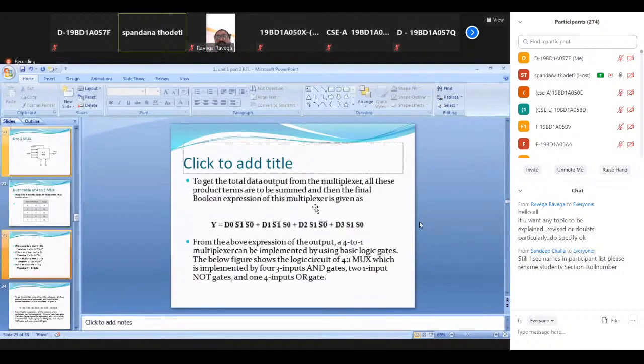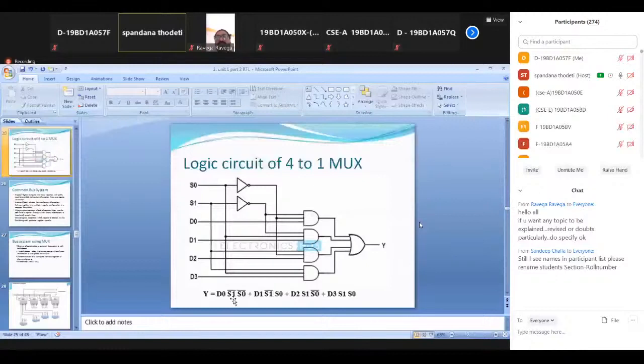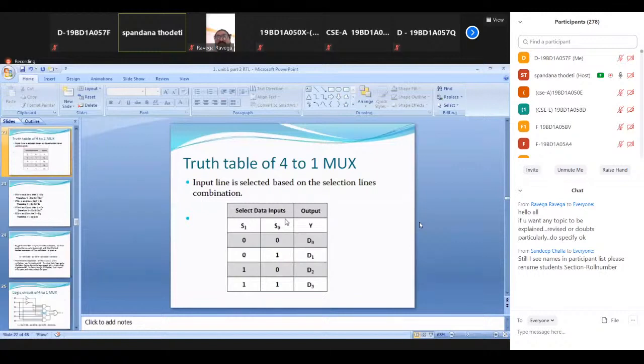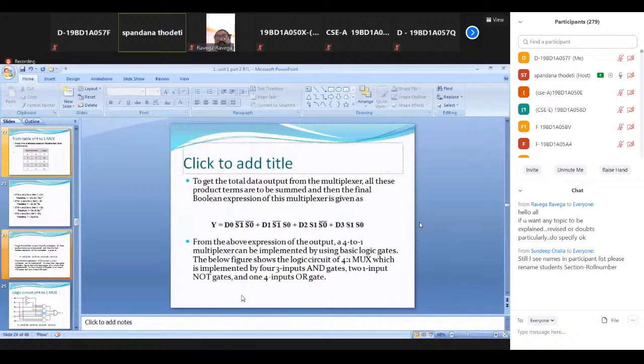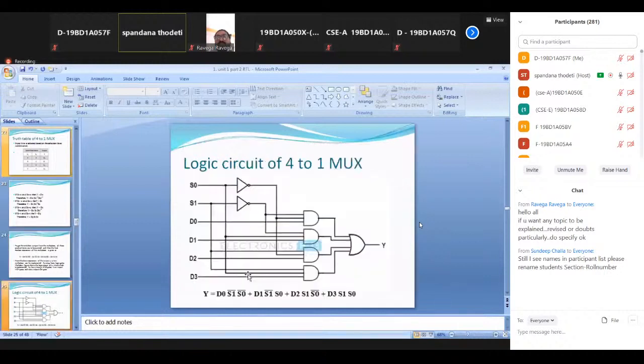So this is the logic circuit. As the size is 4x1, there are AND gates for S1 S0 of 0 0. That means D0 is selected when S1 bar and S0 bar are chosen. So D0 is selected if the values of S1 and S0 are 0 0. When the values of S1 and S0 are 0 1, you choose D1 with S1 bar and S0. Like that, we can select D2 and D3.